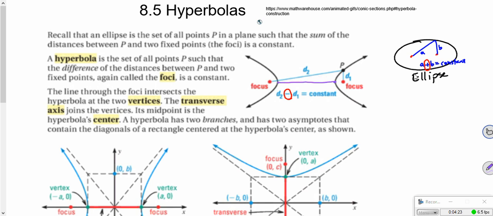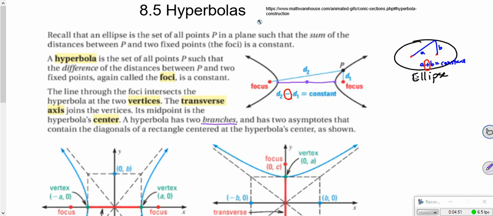So smack dab in the middle. These are the two vertices of the hyperbola, and smack dab in the middle would be your center. Now for us today, the center is always going to be at the origin. And I keep calling them like two parabolas. We actually call them branches. It says a hyperbola has two branches and has two asymptotes that contain the diagonals.